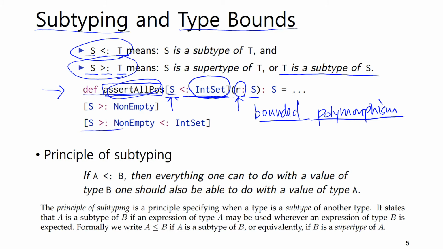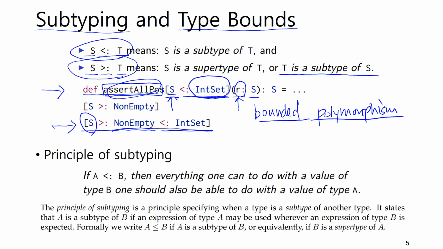This example states that the type S must be a subtype of IntSet, but it is also a supertype of NonEmpty. So this is also allowed in Scala programming.